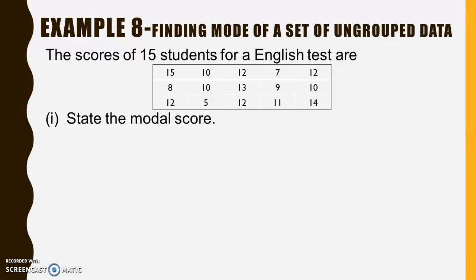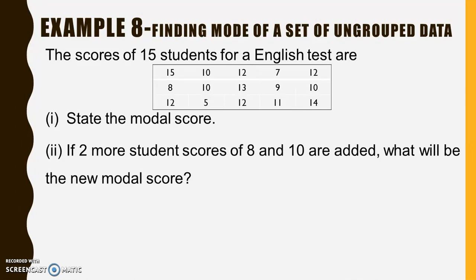To state the modal score, since we understand that mode is the data point that occurs the most frequently, my modal score over here is 12. You would notice that the data score of 12 occurs 4 times: 1, 2, 3, 4, which is the most. If you look at data point 10, the score of 10 occurs only 3 times. So the one that is the highest would be 12.